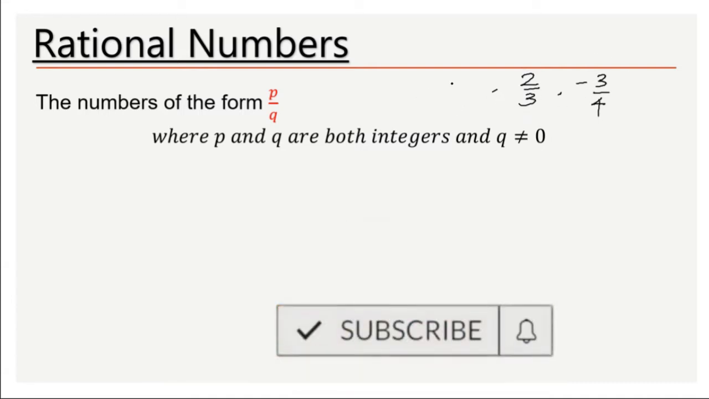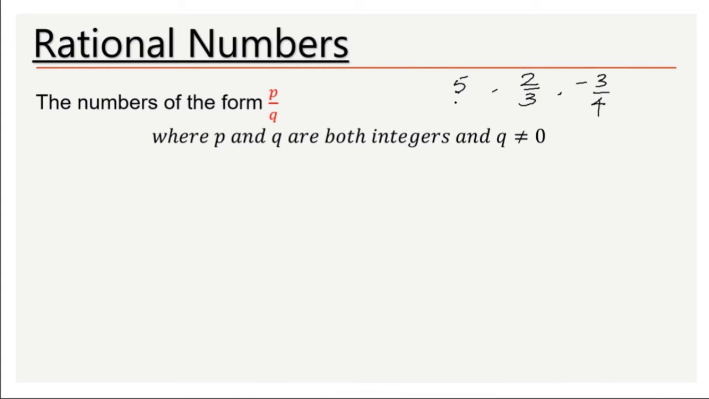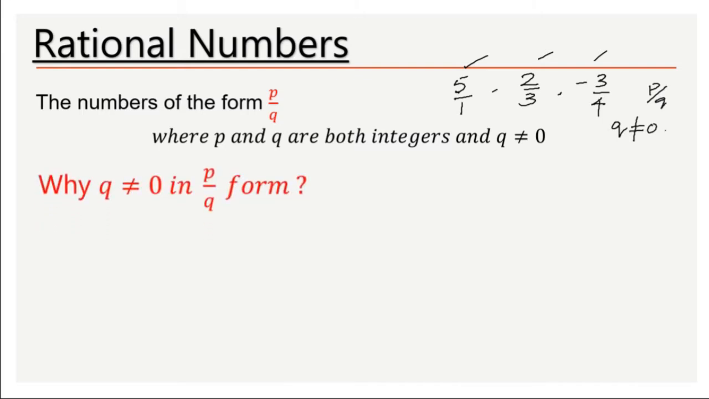Not only that, the number 5 is also a rational number. The reason being, 5 can be written as 5 upon 1, and in this case we don't have q equal to 0. So all these are in the form of p by q, where p and q are integers, and very importantly, q is not equal to 0. Then the question arises, why shouldn't q be equal to 0?